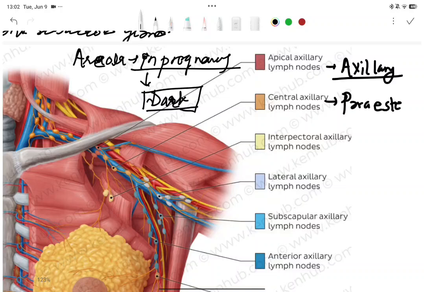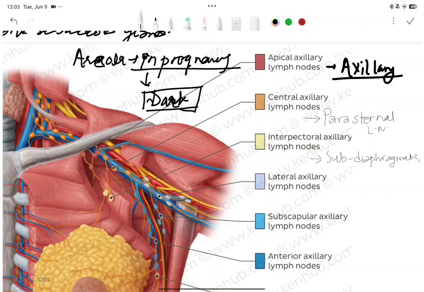Parasternal, sorry, यो लेख्ने ब्रसको थिकनेस घटाउनु पर्यो. There is the parasternal lymph nodes, and there is the अर्को चाहिँ हाम्रो subdiaphragmatic or subperitoneal lymph plexus है that drains the lower and inner quadrant है.